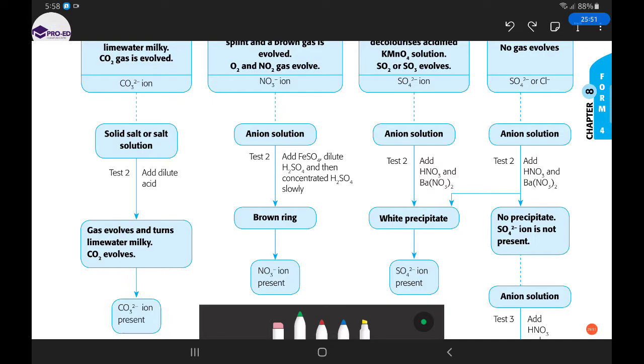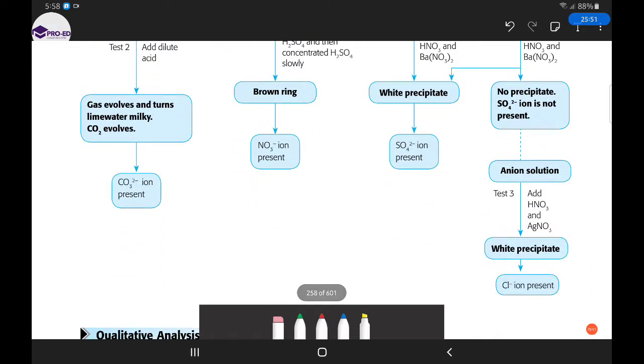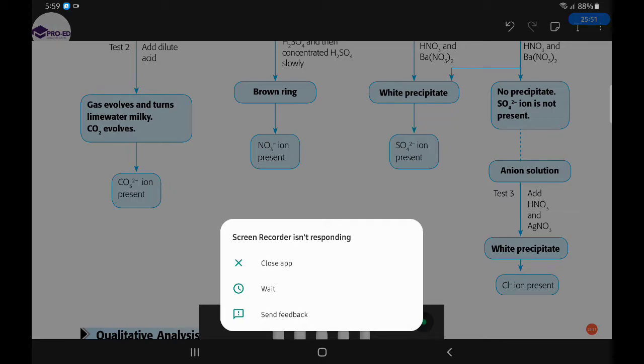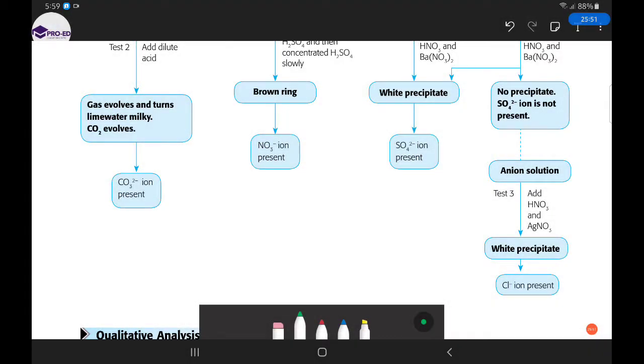So then you know it's not sulfate, so you need to do the test for chloride. What's the chloride test again? Simple. You add nitric acid, and then you add silver nitrate, and the silver will react with the chloride and form silver chloride. Silver chloride is a white precipitate, and that will prove that chloride ions are present.